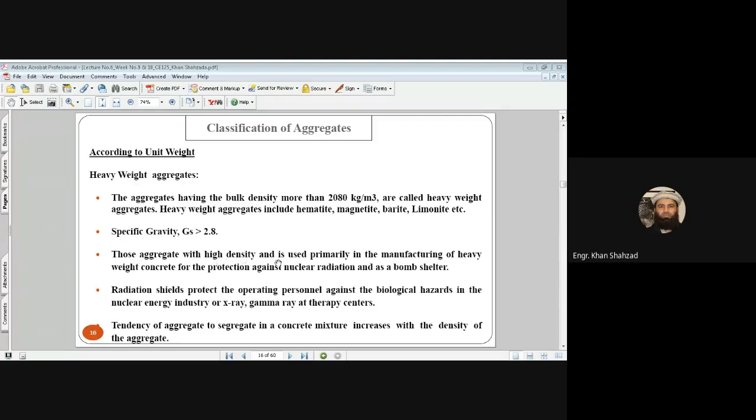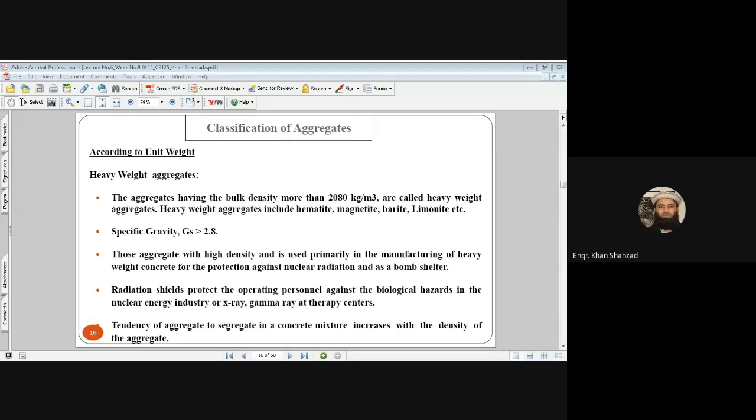Those aggregates with high density are used primarily in the manufacturing of heavyweight concrete for protection against nuclear radiation and as a bomb shelter. As I told you, it can resist pressure waves or radiation as well. Radiation shields protect the operating personnel against biological hazards in the nuclear energy industry, or X-ray and gamma ray at therapy centers. The tendency of aggregate to segregate in concrete mixtures increases with the density of the aggregate. As the density of aggregate increases, segregation also increases.